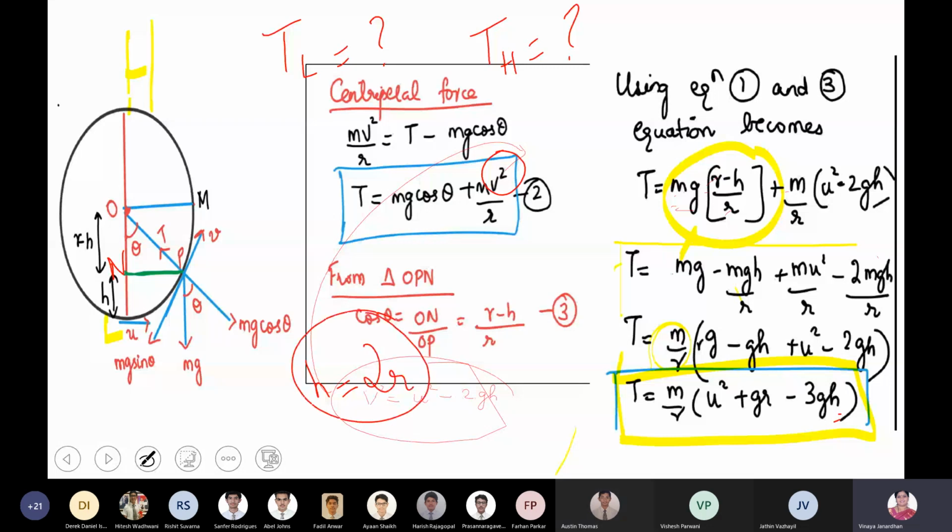So if h becomes equal to 2r, then what happens to the tension TH? It halves? TH becomes equal to, just instead of h, you substitute 2r. Calculate, and Austin, let me know.